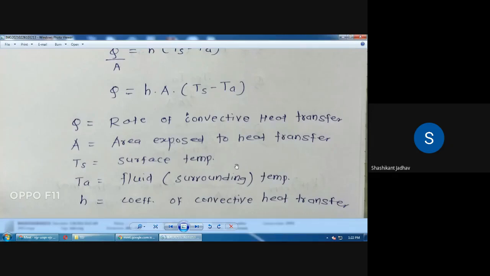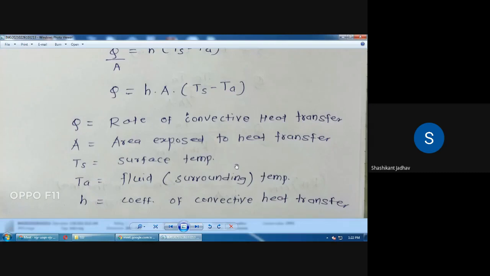This has to be remembered. What is the unit of thermal conductivity? Watt per meter Kelvin. And what is the unit of heat transfer coefficient for convection? Watt per meter square Kelvin. What is the difference? In thermal conductivity, meter is there, and in the heat transfer coefficient, meter square is there.